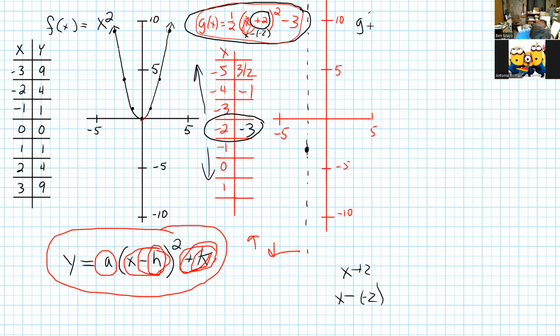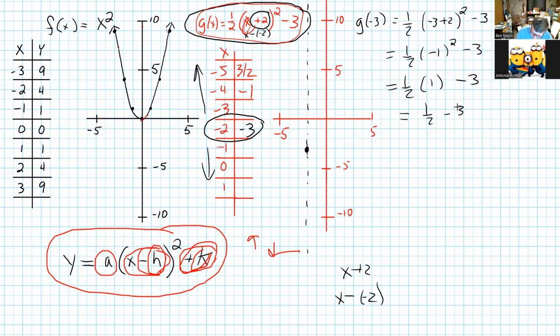And now let's find g of -3, which is 1/2 times (-3 + 2) squared minus 3, which is 1/2 times (-1) squared minus 3. That is -3 + 2, which is -1, so 1/2 times -1, the quantity squared, would be +1, minus 3. So this is 1/2 minus 3, which would be 1/2 minus, let's see here, we'll multiply by 2/2. So 1/2 minus 6/2, which is -5/2. Okay.